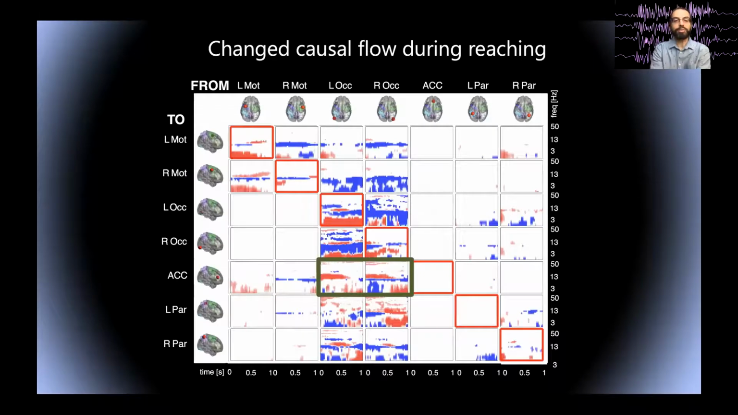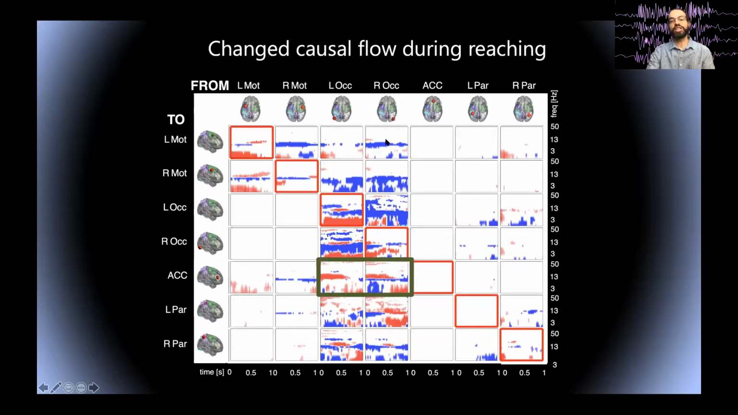So this is a complex plot, but here you can see different brain areas. So left motor area, right motor, left occipital, right occipital, ACC, anterior cingulate, left parietal, right parietal. So it has like 6 different brain areas. And then pairwise connectivity between these brain areas. And we see the pairwise connectivity in the time frequency domain. So on this axis, you have frequencies. On this axis, you have time.